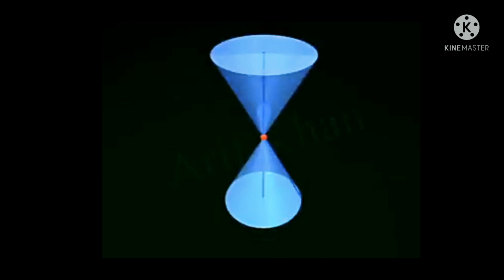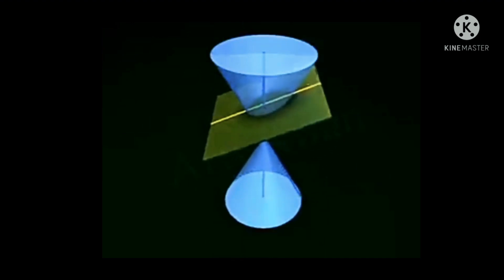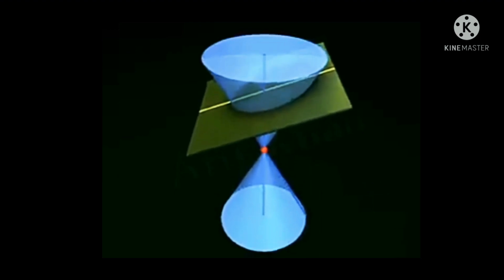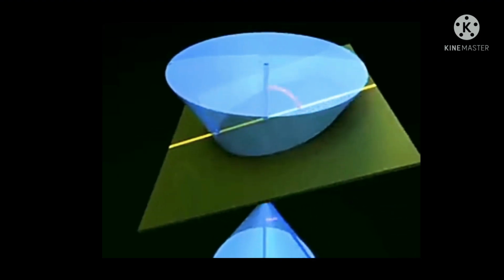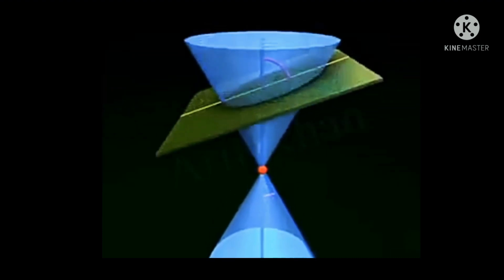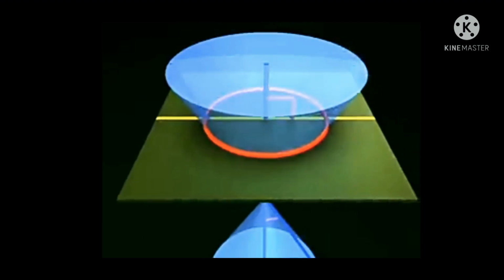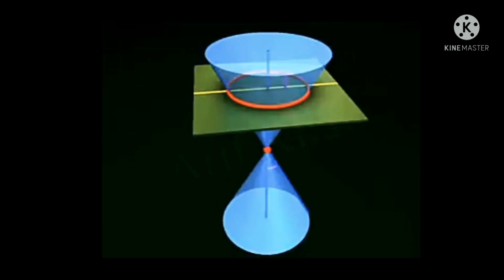Ellipse. When the plane intersects the double right circular cone in such a way that the angle between the plane and the axis is greater than the vertex angle, we get a closed curve called an ellipse. When the plane is perpendicular to the axis, the ellipse becomes a circle. Thus, a circle is a special type of ellipse.